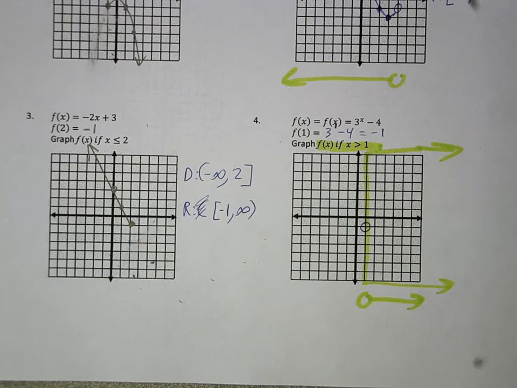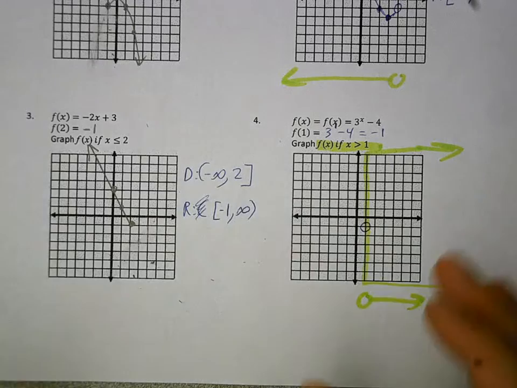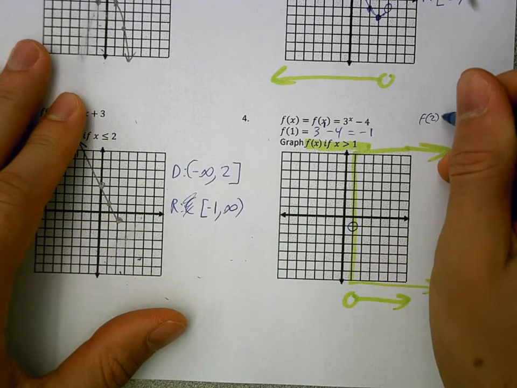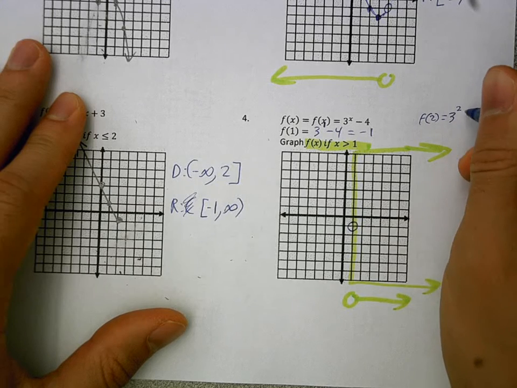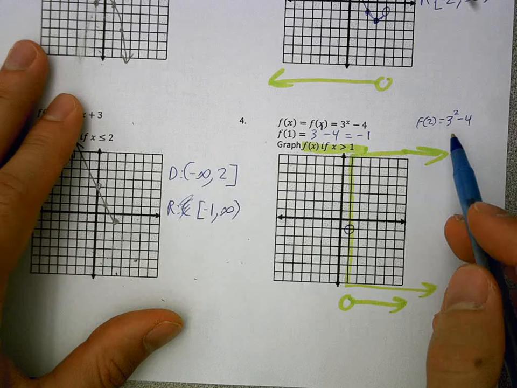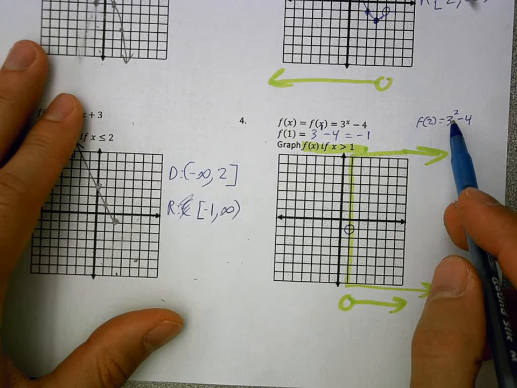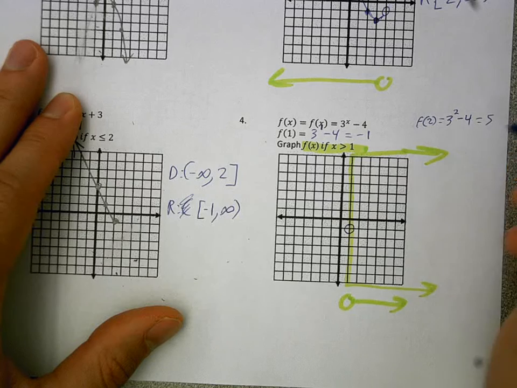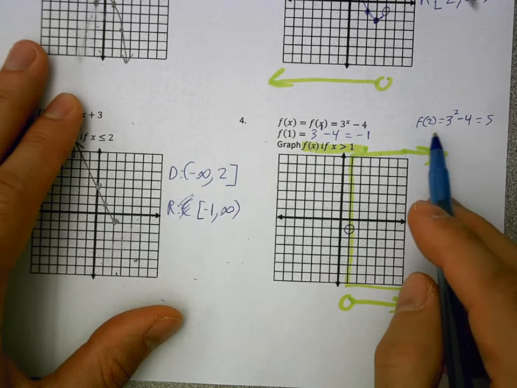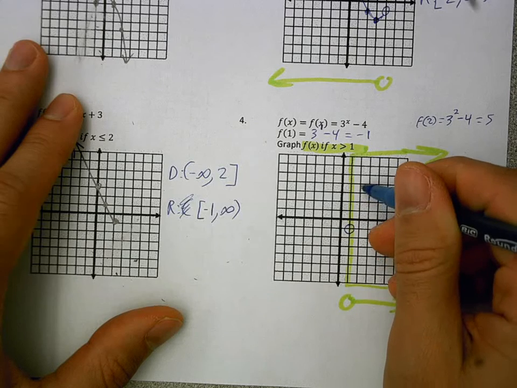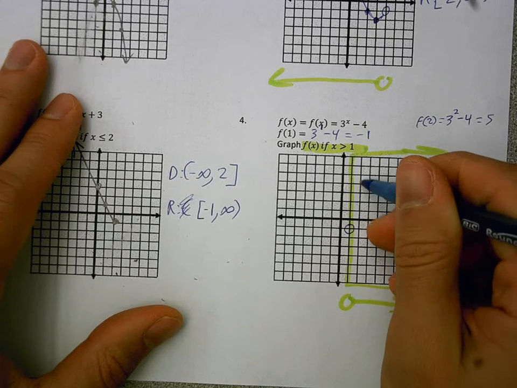I don't know if it's going up or down yet, so let's go ahead and put in another point. Let's try 3 to the second power, essentially f of 2. 3 to the second power minus 4. Well, 3 to the second power would be 9. 9 minus 4 would be 5. So f of 2 gives me 5, right there.